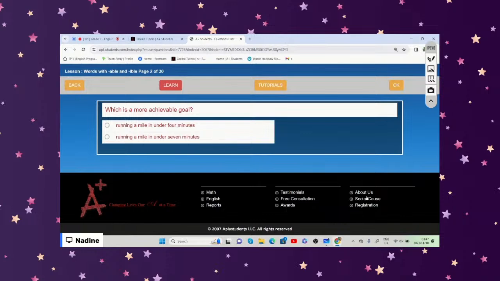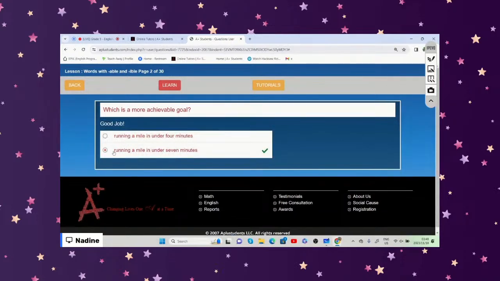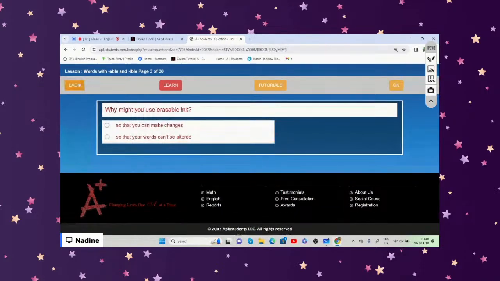All right, so everybody's saying option two. Let's go to option two, right? Running a mile in under 4 minutes or in under 7 minutes. Let's go to the second option, right? Because for me, it is under 7 minutes. So well done. That is achievable.